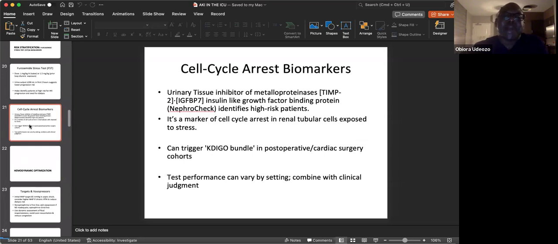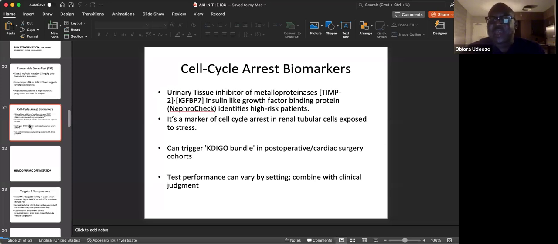Now we have other biomarkers that have been mentioned. You have NGAL, you have KIM1. Now you have one called TIMP-2, and it stands for tissue inhibitor of metalloproteinases. You also have the insulin-like growth factor binding protein. They come combined together in the lab test called the NephroCheck, okay? And they use them mainly for high-risk patients.